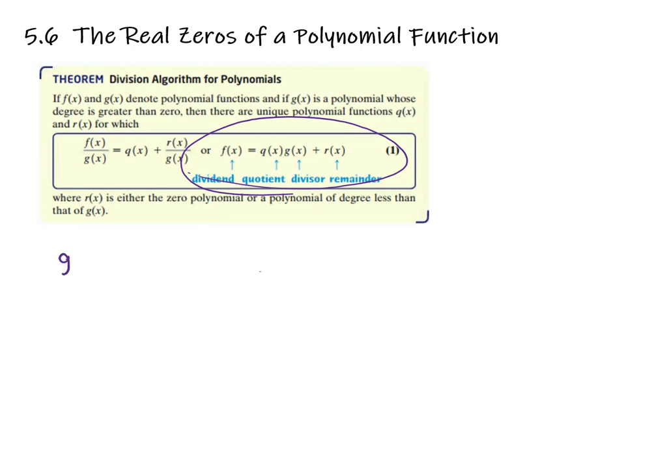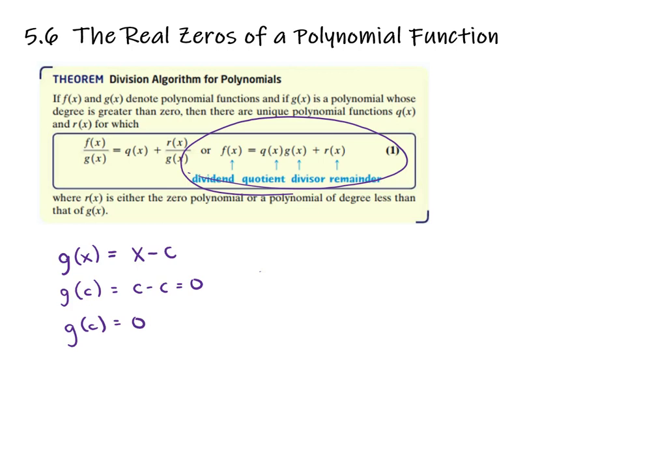Now, what happens if my g of x is the simple binomial x minus c? What happens when you say, what's g of c? Well, g of c would then replace the x with the c value, and you're going to get c minus c, which is 0. So I would know that g of c is equal to 0. And we're going to keep that in mind as I look at the remainder theorem.